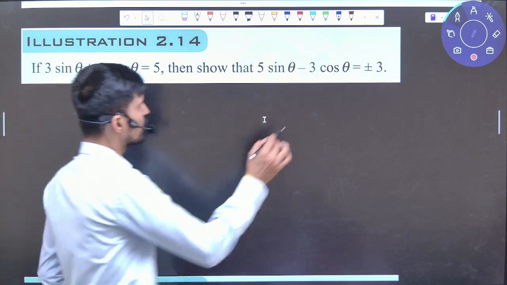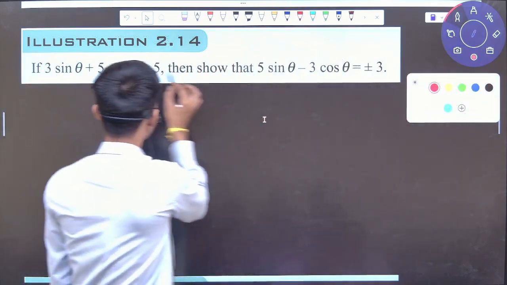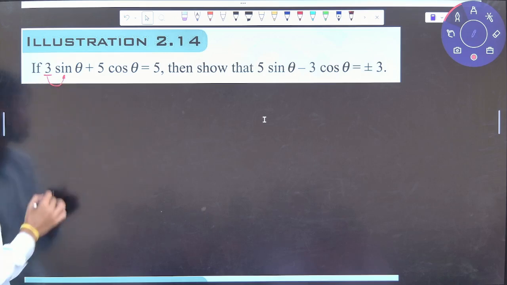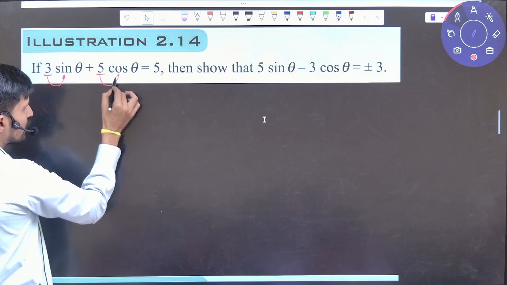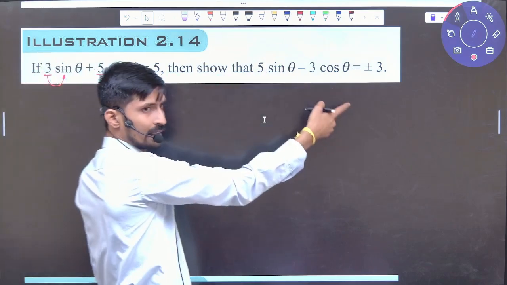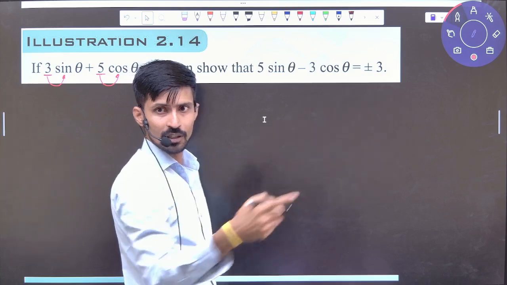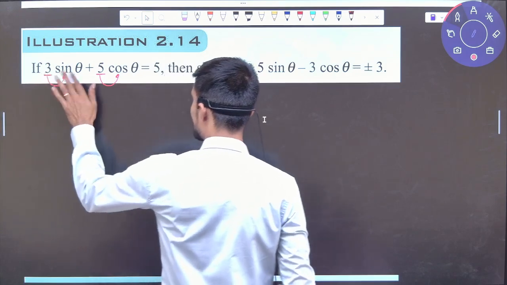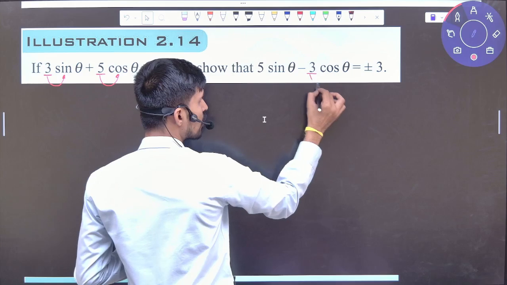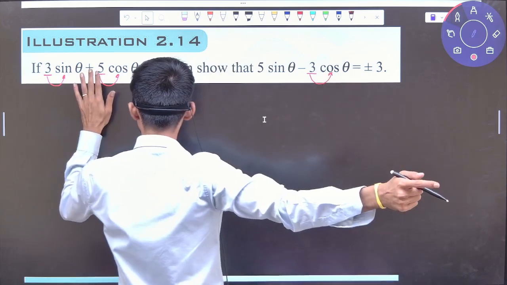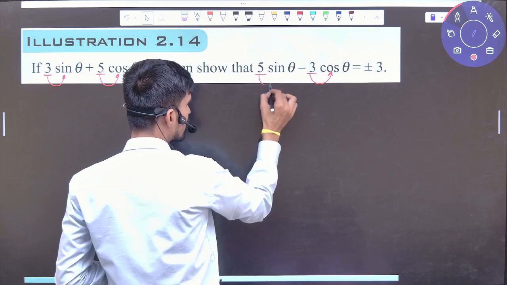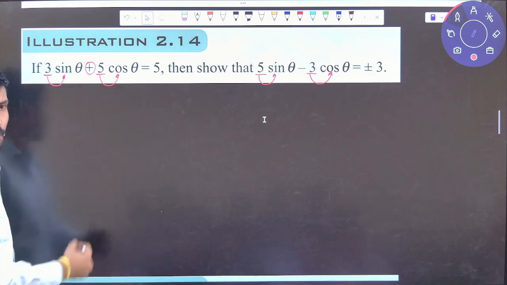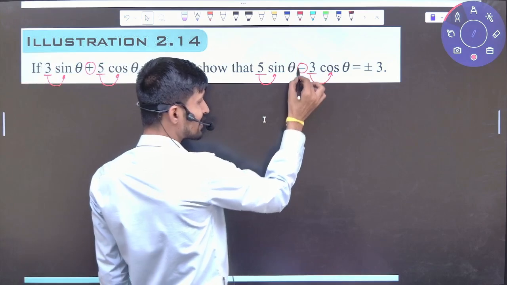So say this, one equation is given here. And you can see 3 is a number that is connected with sine theta, yes or no? And 5 is the number that is connected with cos theta. But what you have to find, there you will get 3 and 5 exchanged with sine theta and cos theta. It means earlier 3 was with sine theta, now 3 is with cos theta. Here 5 was with cos theta, now 5 is with sine theta. And here what is the sign? Plus sign. So the plus sign is also changed into a minus sign.